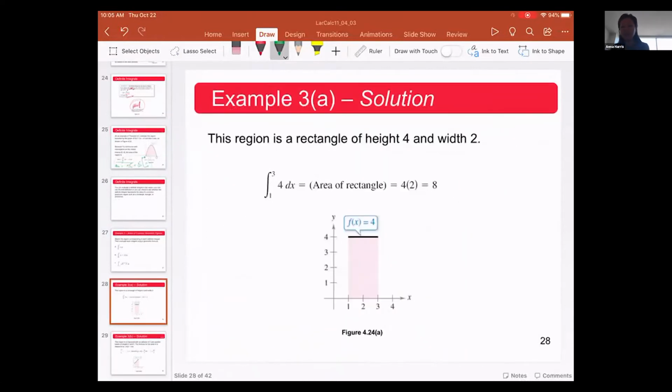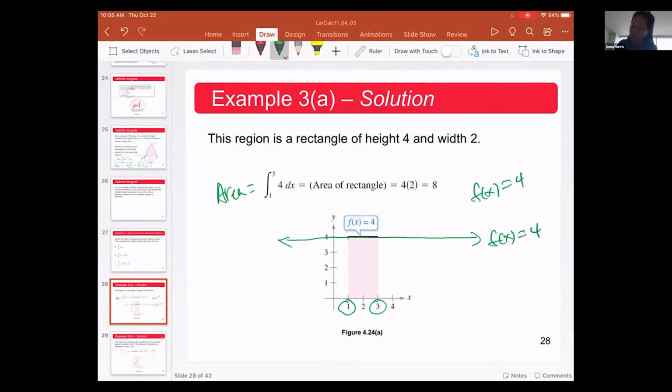So let's look at this picture. Again, I'm finding area. I'm looking for the area from 1 to 3. It's a 4, so my function f of x is 4. I'm just drawing a line at 4 like that. That is f of x equal to 4. But I'm only interested in the area from this boundary to that boundary.